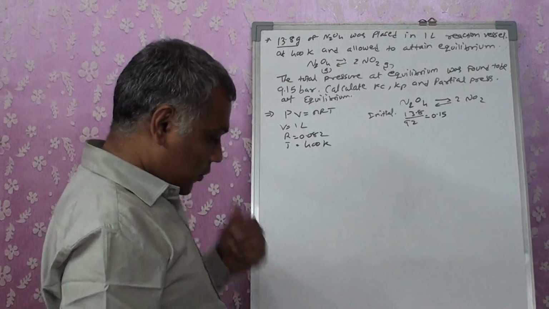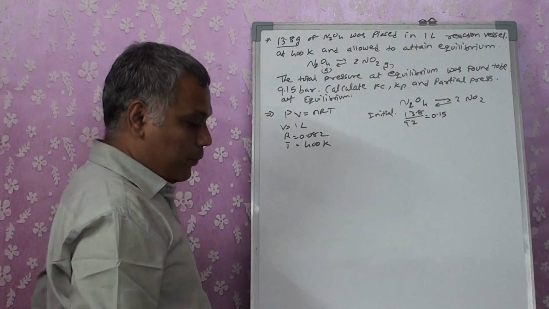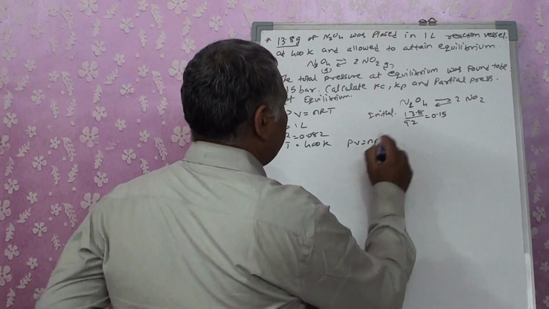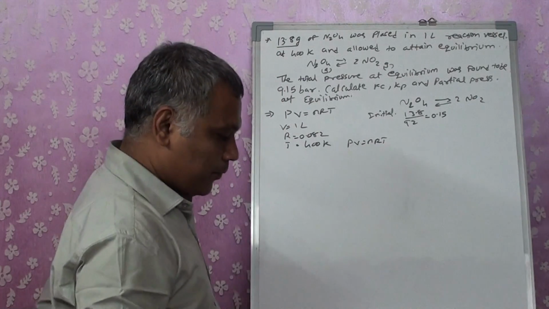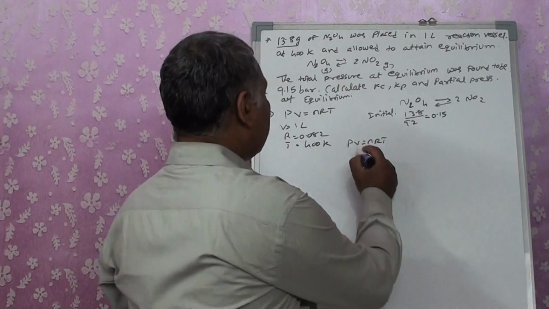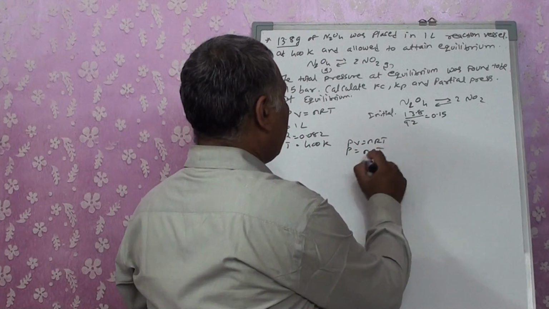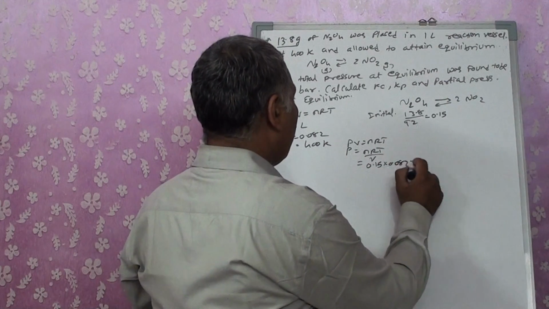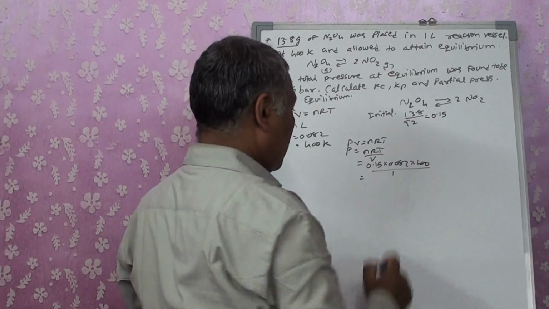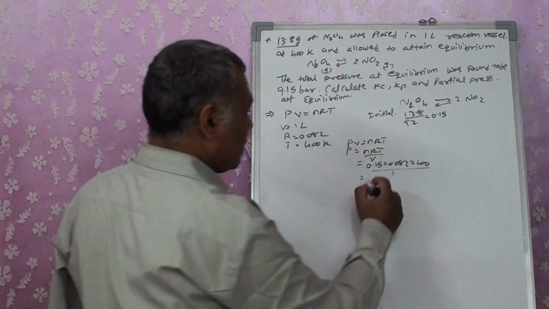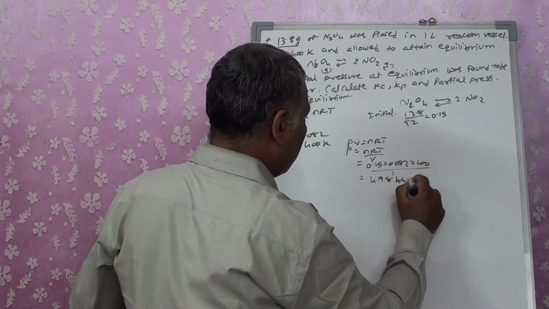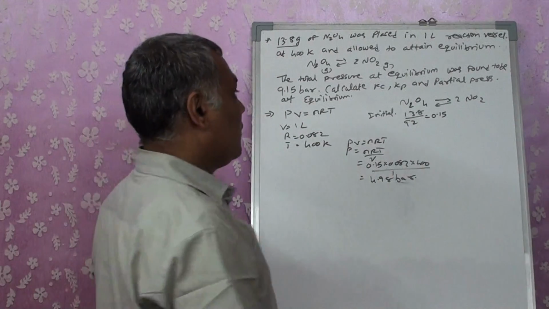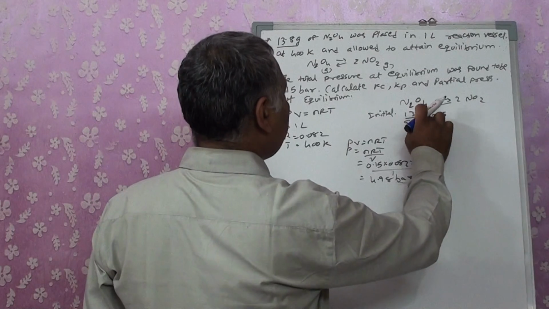So by using the equation PV equals nRT, substitute the values and we will be getting the answer. P equals nRT by V, which is 0.15 times 0.082 times 400 by 1. So you will be getting the answer, that is 4.98 bar. We were taking the unit as bar. So these were the moles, so the initial pressure.